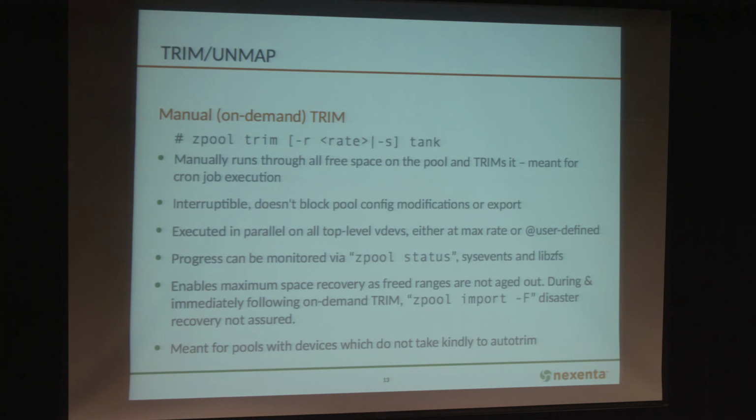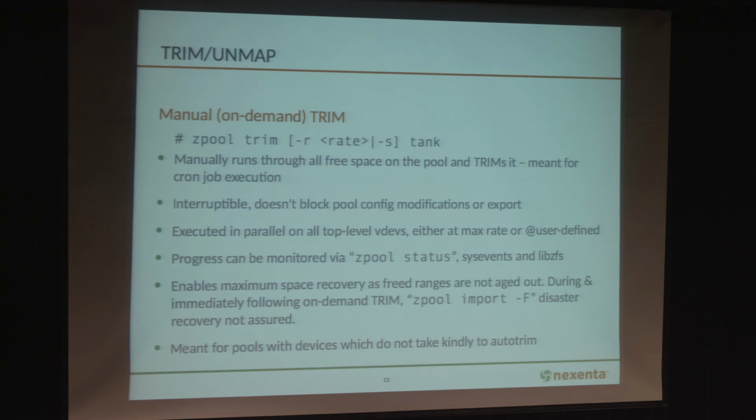The only difference is rather than issuing writes of zeros, we issue trim commands. It's executed in parallel on all top-level VDEVs, and it can either proceed at maximum rate or you can set a manual rate if you want to limit the impact. So I don't know, you want to have it trim at 4 gigs a second per device. That's what it'll do. It can be monitored, either through human-readable interfaces like zpool status, you can watch for sys events on it, or you can monitor it manually through libzfs in your own code.